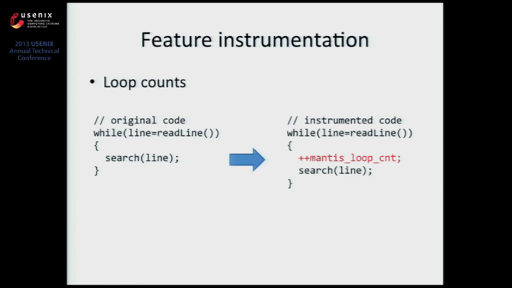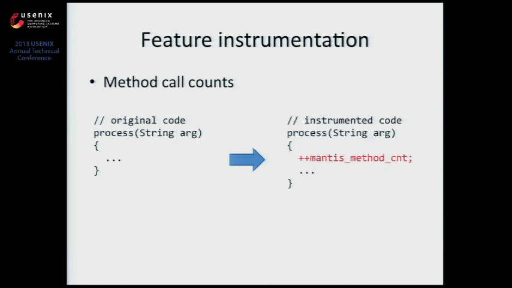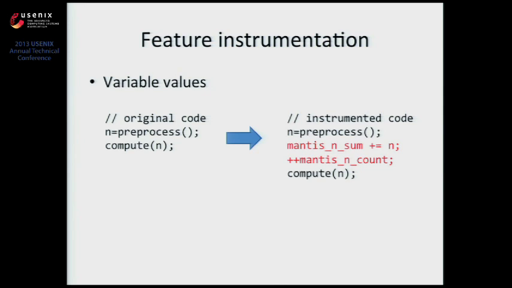Loop counts. Here we have the original code that reads lines and performs search for each line. For each loop occurring in the program, we add a feature counting the number of times the loop is executed. Method call counts. Here the original code is a function called process. In the instrumented code, we add to the method body a feature counting how many times this function is called. Straightforward.